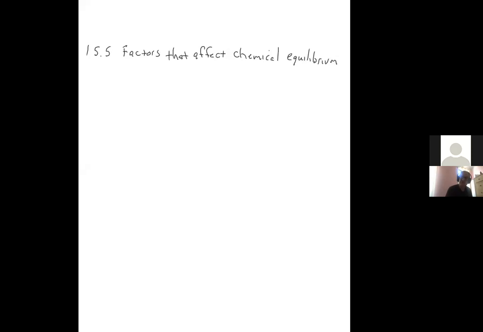Hi. So in this video, we're going to look at what's called Le Chatelier's principle. Section 5 is called Factors that Affect Chemical Equilibrium. We'll look at two factors: concentration changes, and then temperature changes as well.